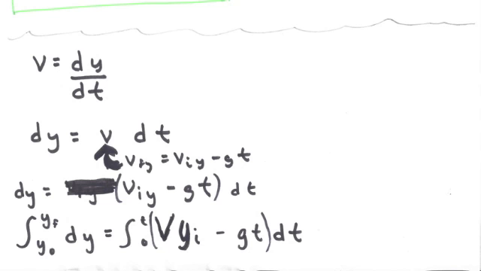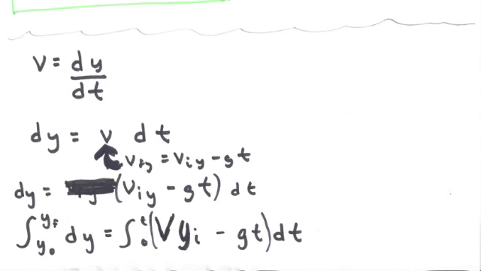In order to get the position function of the projectile in the y direction, we need to use calculus. We know that velocity is equal to dy over dt. When we multiply dt by both sides, we get dy is equal to v times dt. Earlier we found that vy final equals vy initial minus gt. When we substitute that in for v, we get dy equals vy initial minus gt times dt.